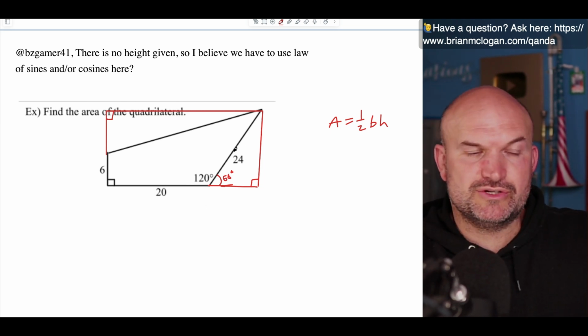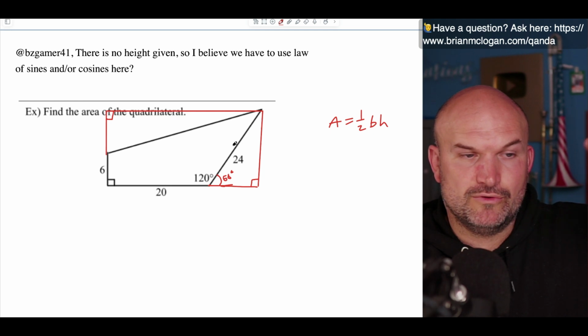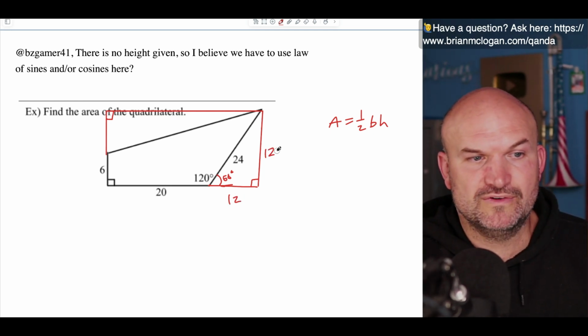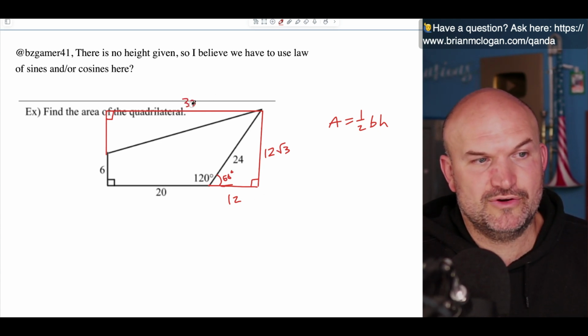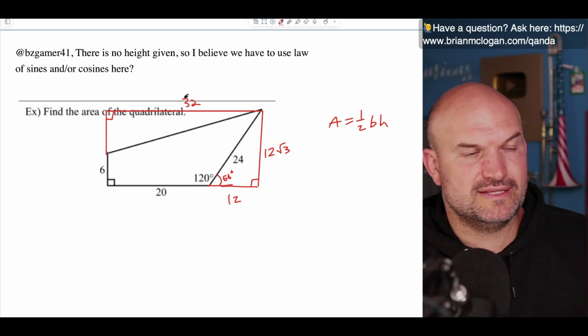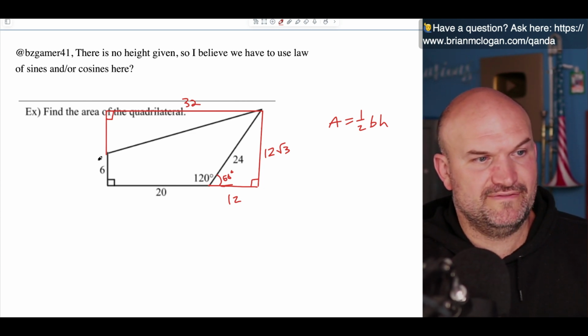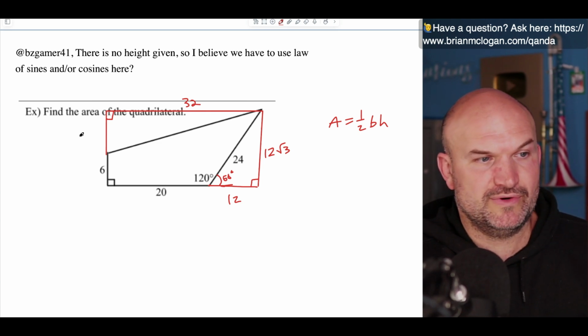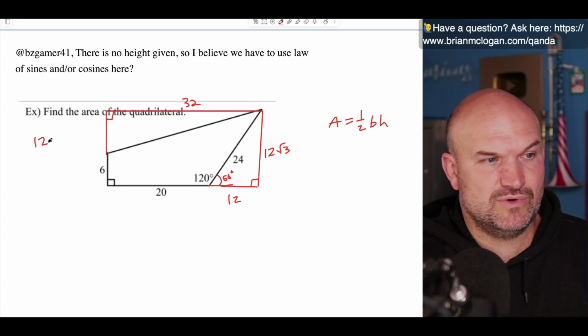So if we have 60 degrees, that's 24. Remember your special right triangles. If your hypotenuse is 24, your short leg is half of that, 12, and your long leg is going to be 12 square root of 3. So then I have 12 plus 20 plus 12, that's going to be 32. And over here, if this is 6 and this whole thing is 12 square root of 3, then this is going to be 12 square root of 3 minus 6.